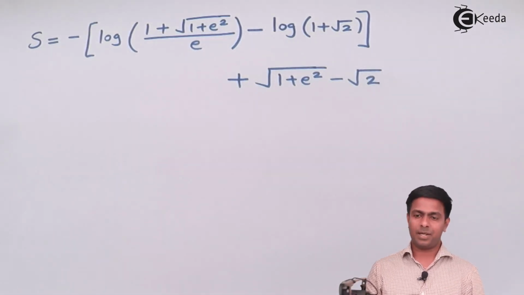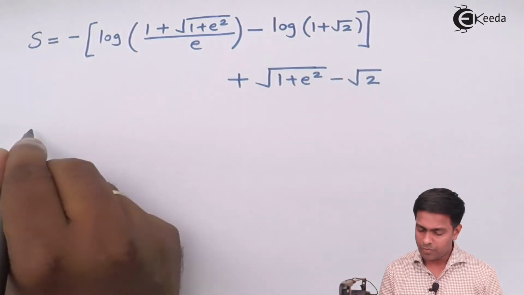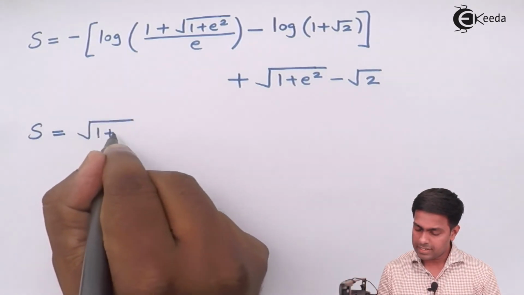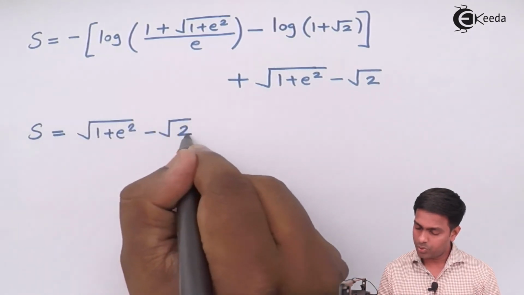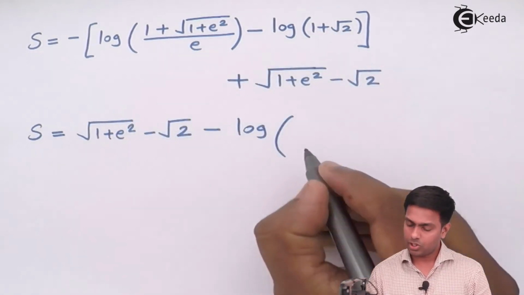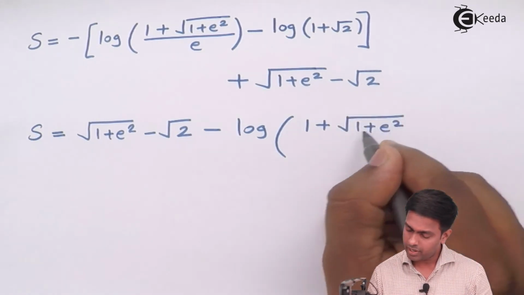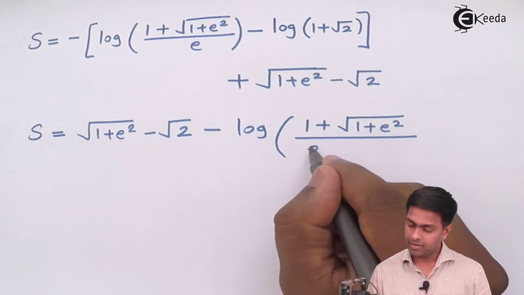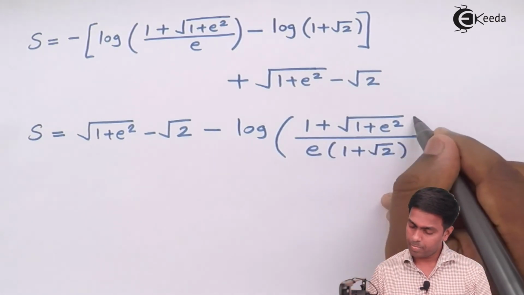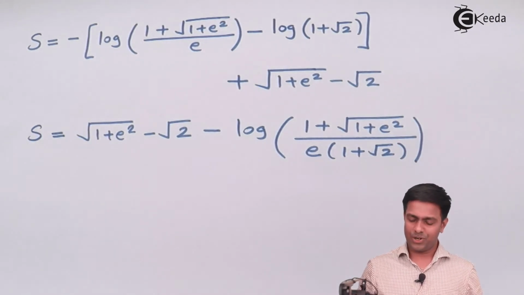Now guys, the last step, here I'll apply the formula of log a minus log b, which is log a upon b. So we will get S as, I'll write down the positive term first, so under root 1 plus e square, then minus root 2, then this minus, and the log of a upon b, so a is 1 plus under root 1 plus e square whole upon e, and into 1 plus under root 2. So guys, this is the length of the curve for the given function. So here we got the answer.